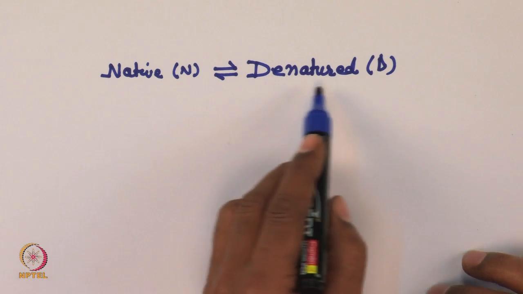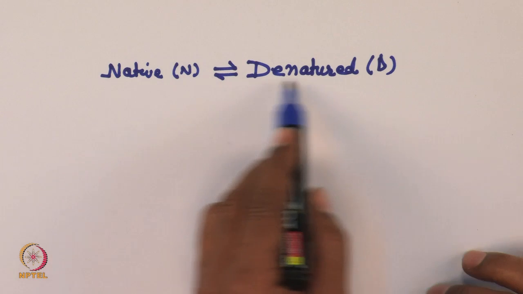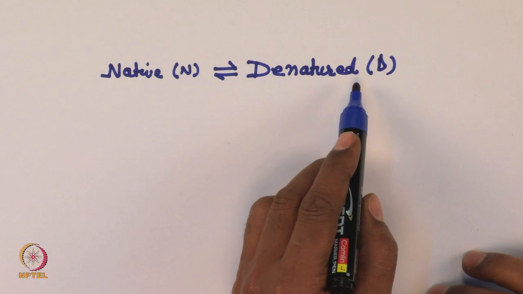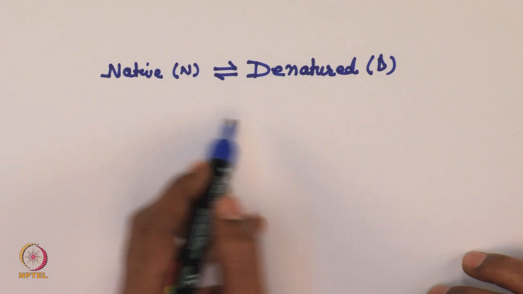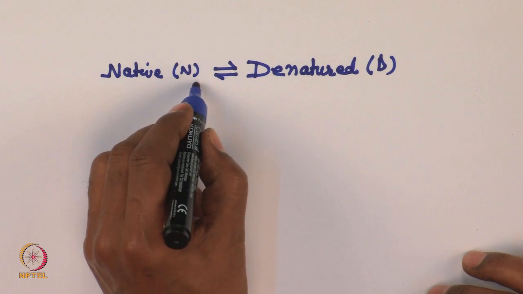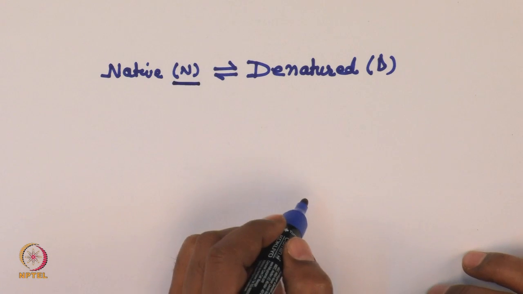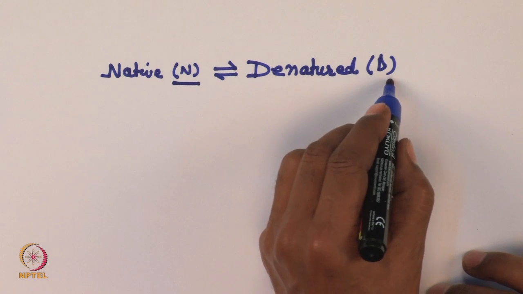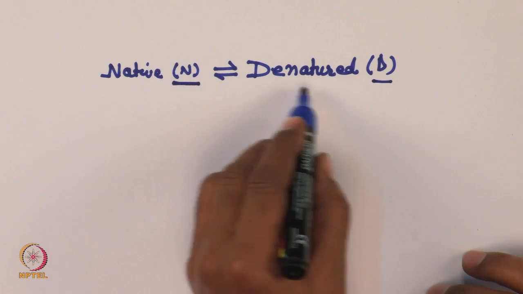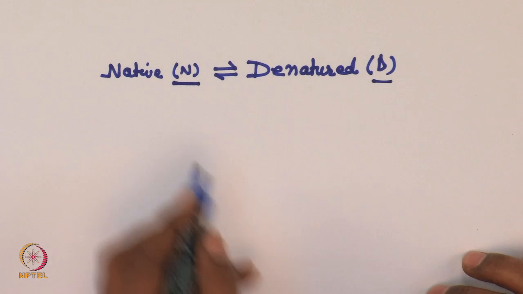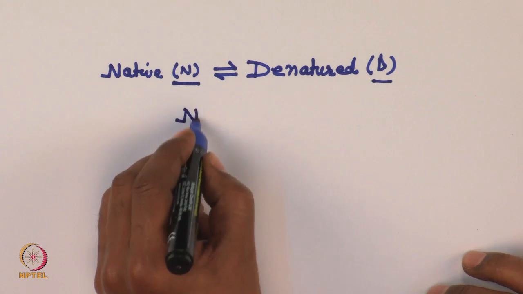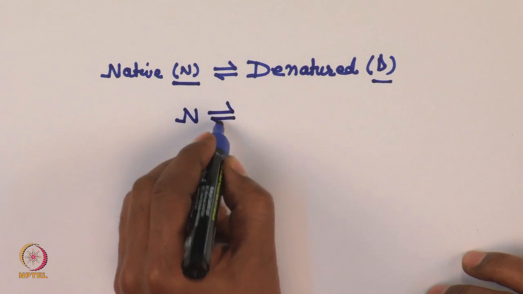I will refer to this too as the reaction mechanism. Reaction mechanism means that I am starting with the native state and the final state is the denatured state, and in between there is no other state. That is what I mean by two state. I can write this N going to D.